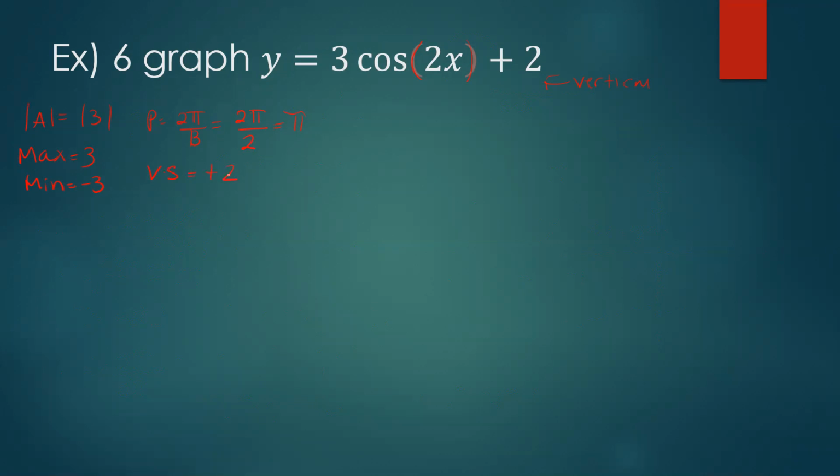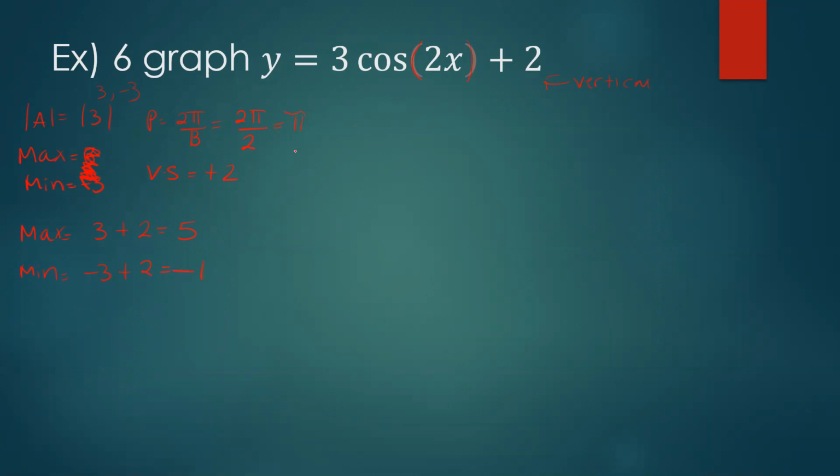So this 2 changes our max and min. So this is not our max and min. What's our max? Remember, the absolute value of 3 gives you 3 and -3. So the max is going to be 3 plus our vertical shift, which is 2. So our max is at 5. And then our min is -3 plus the vertical shift, which is 2. So -3 plus 2 is -1. Okay, so that was that.